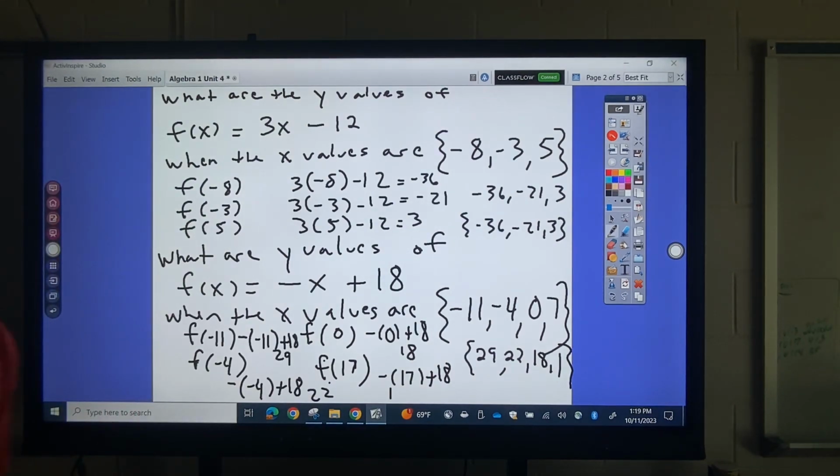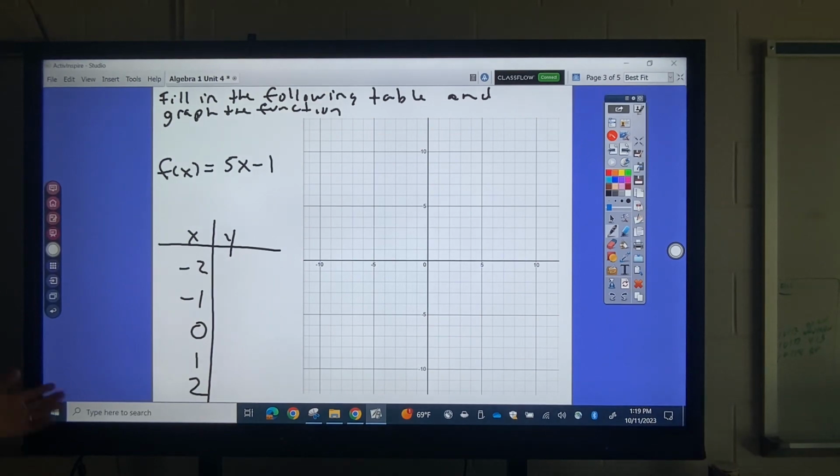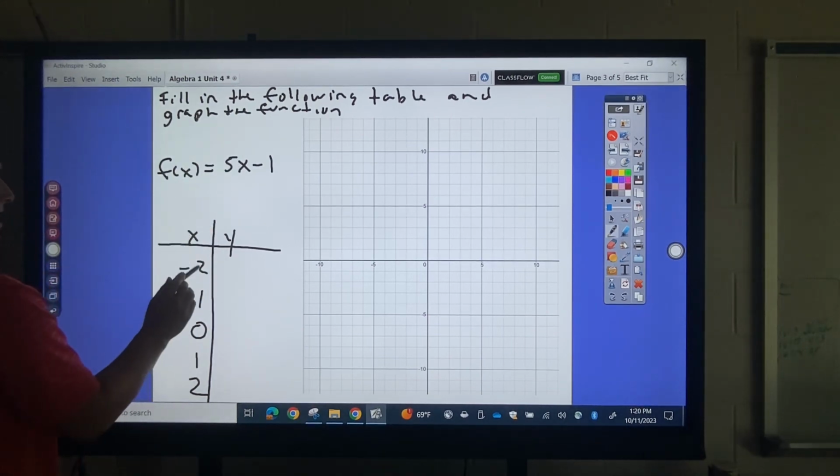Okay? And now you can go to Go Formative and go ahead and practice a few of those. Okay? Now let's talk about the table. This is a very similar concept. It says fill in the following table and graph the function. Okay, so all we're going to do, this is the idea.